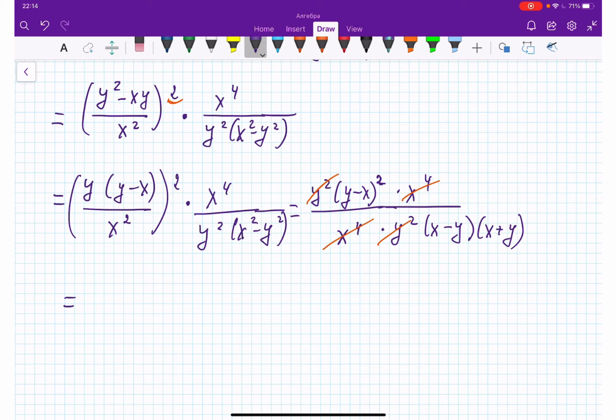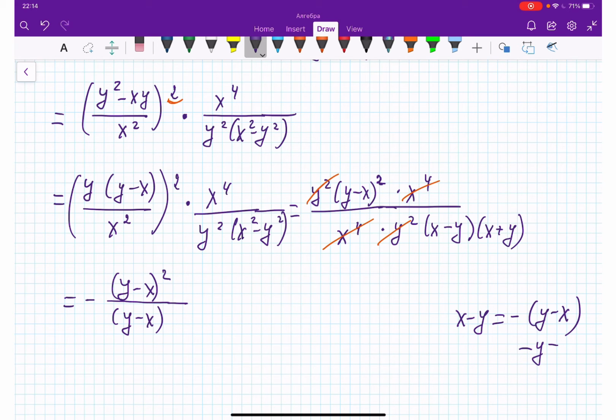I'm going to put a negative sign in front of the fraction, and y minus x squared, here in the denominator x minus y, I put as y minus x, right? Because x minus y is equal to negative y minus x. Let's open it. Let me show you that that is true. So opening parenthesis, negative y plus x, or I can put positive 1 first, negative 1 second.